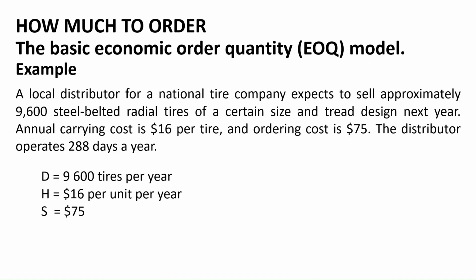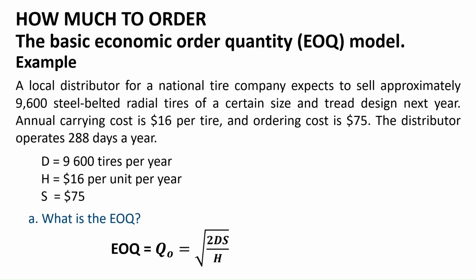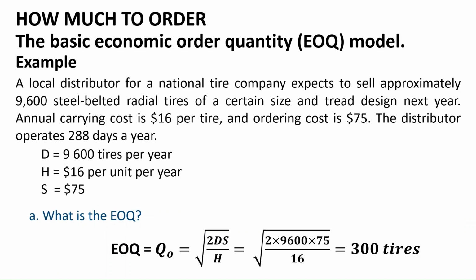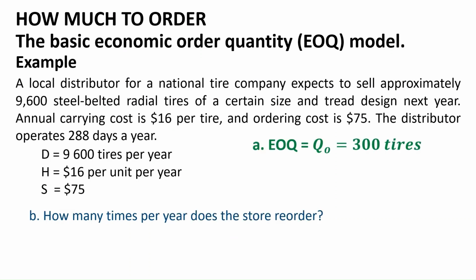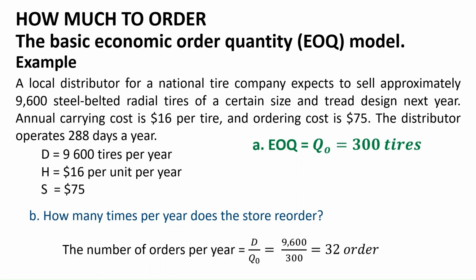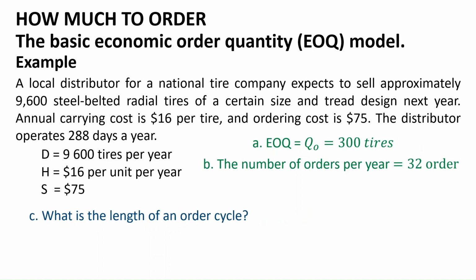So, the givens are D equals 9,600 tires per year, H equals $16 per unit per year, and S equals $75. We know that EOQ, or Q0, equals the square root of 2 multiplied by D multiplied by S divided by H. Substituting the given values, Q0 equals 300 tires. To answer the second question, simply divide the annual demand D by the economic order quantity Q0. So, the number of orders per year is D divided by Q0, equals 9,600 divided by 300, equals 32 orders.